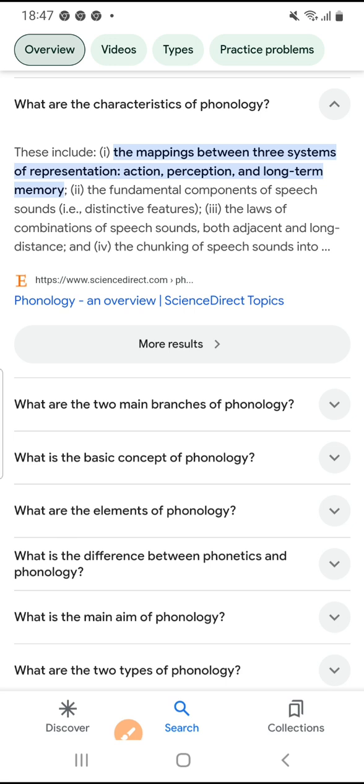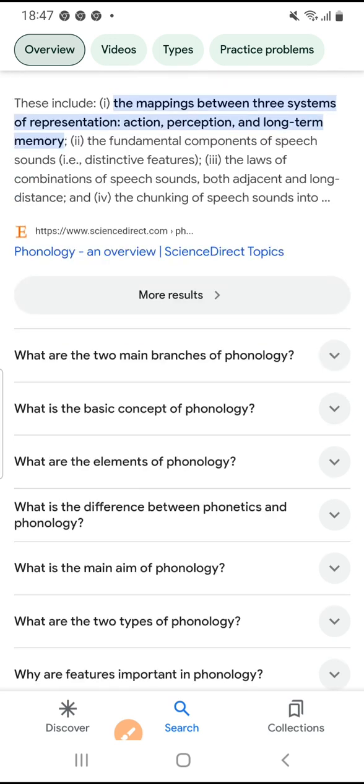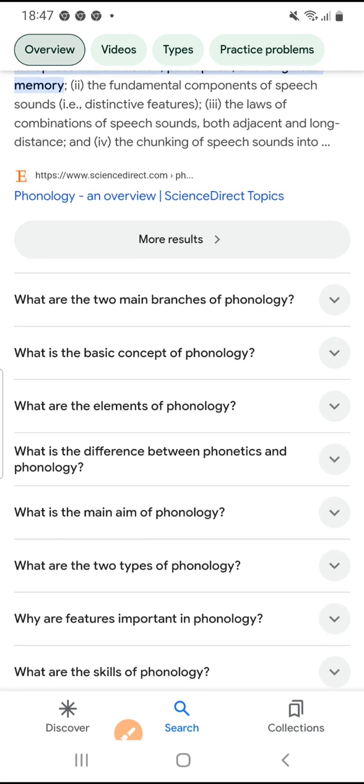Now, the characteristics of phonology: the mapping between three systems of representation: action, perception, and long term memory. So that is the characteristics of phonology. And the fundamental components of speech sound: number one, distinctive features; number two, laws of combination of speech sounds, both adjacent and long distance; and chunking of speech sounds.